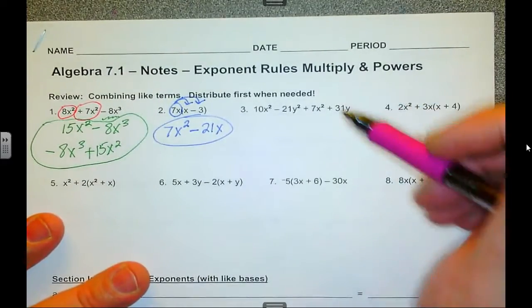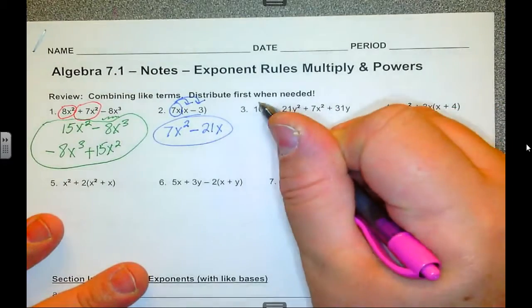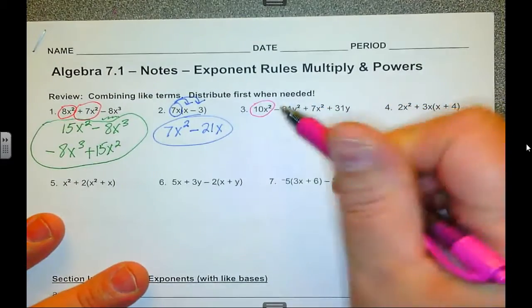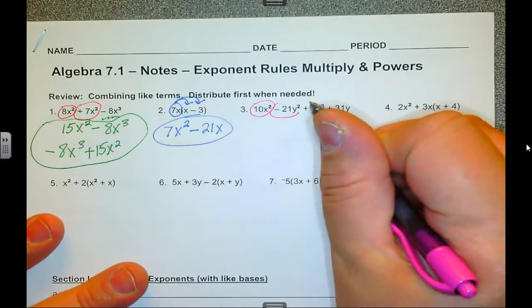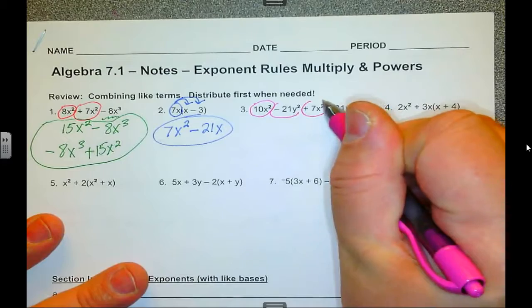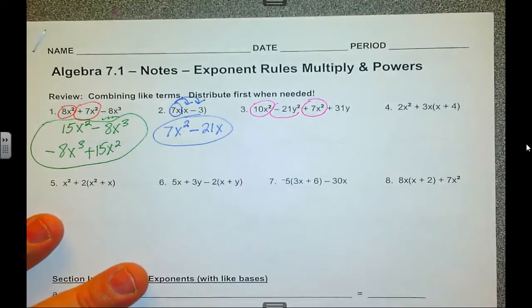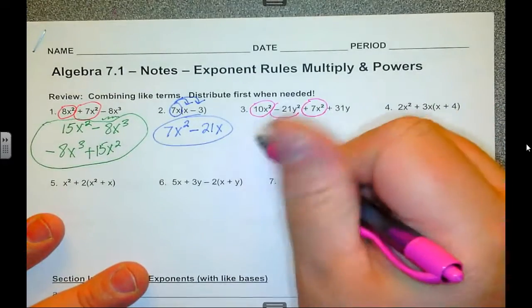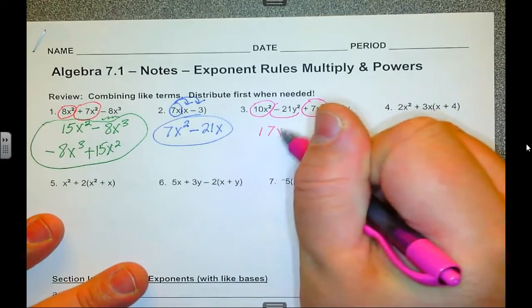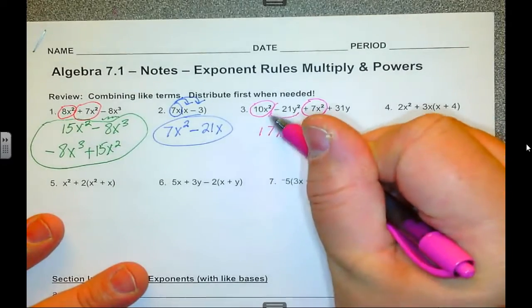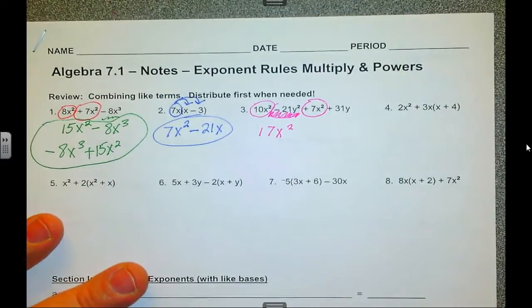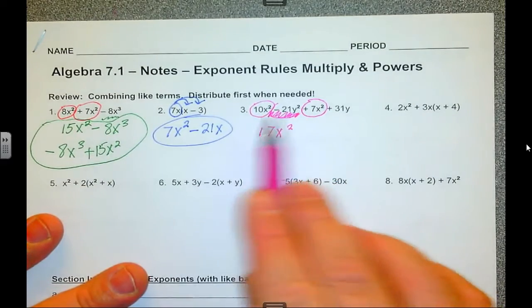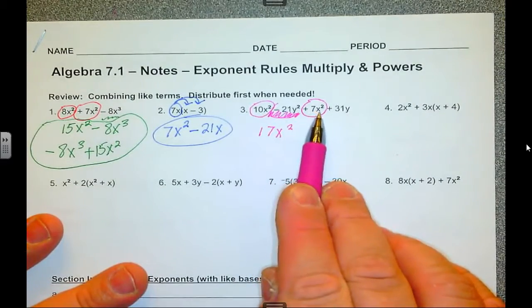Okay. Let's see. I can combine a few of these. With a 10x squared, a minus 21. Oh, that's a y. No, I can't. I can do the 7x squared. That gives me 17x squared. Yeah, in this case I'm going to add. If that was a minus 7x squared, I would subtract.